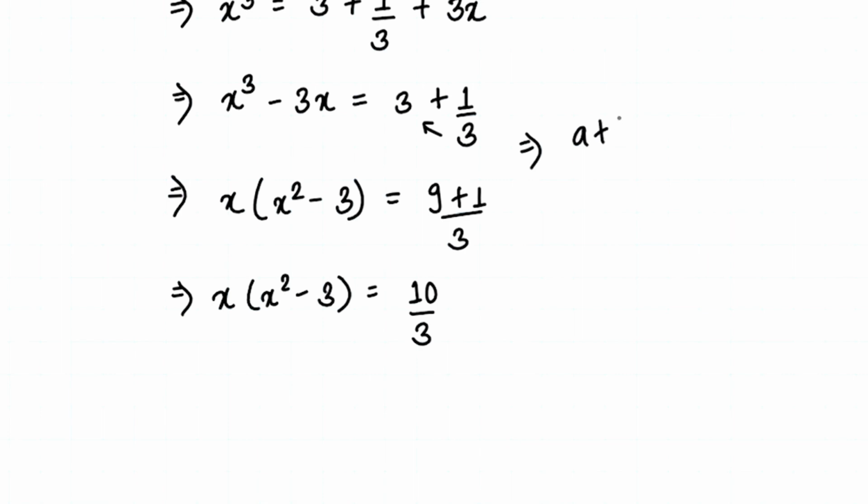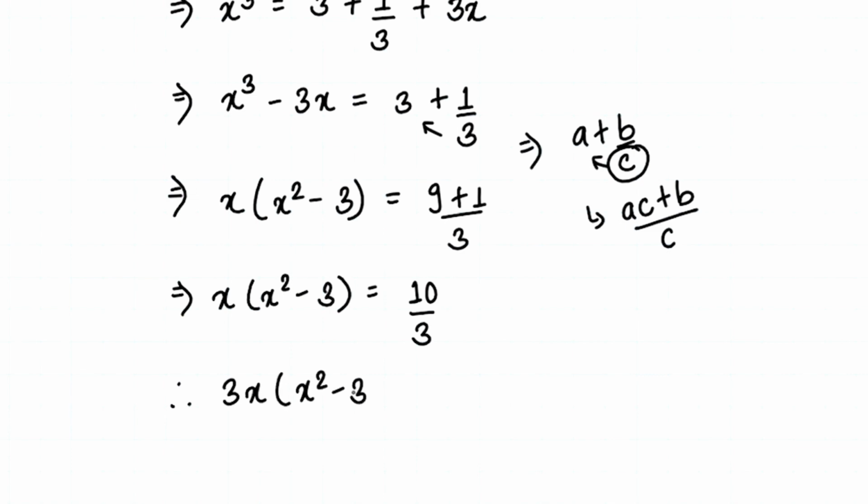So if you have something like a plus b by c, what you can do to add these type of fractions is just multiply this a and c, right? So you get ac plus b, and you write the common denominator as this particular c, okay? And that's what I did over here. And so we get our 10 by 3. Now, if you move our 3 to that side, it's going to get multiplied, right? So we get 3x bracket x squared minus 3 equals to 10.